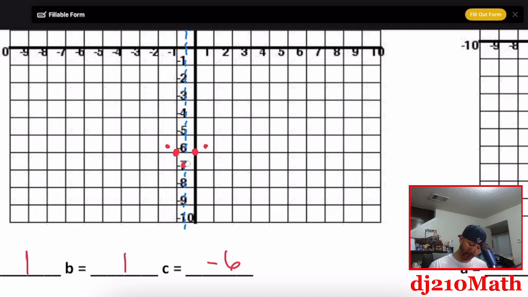Okay, it's a little inaccurate. It's probably a little bit lower than that because it's 6.25, so it's going to be closer to 6 than anything. All right, just adjust. All right, that's better. All right, there they are.